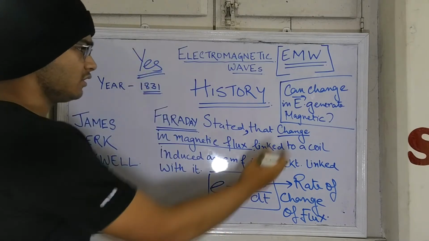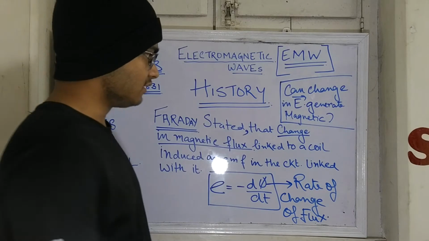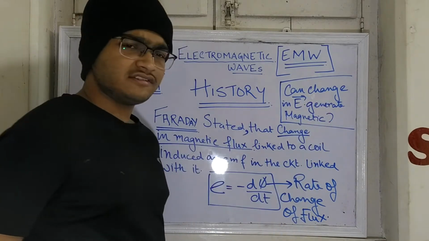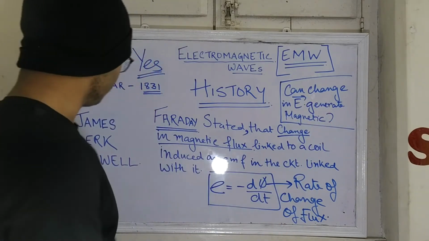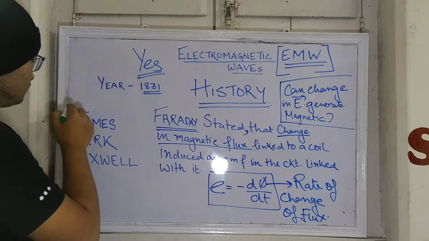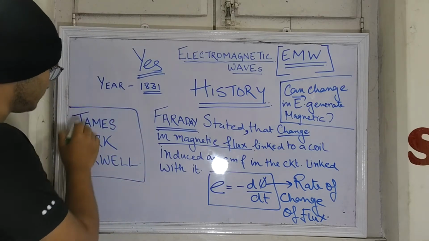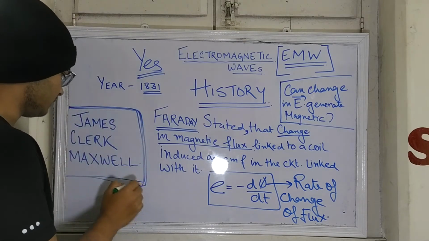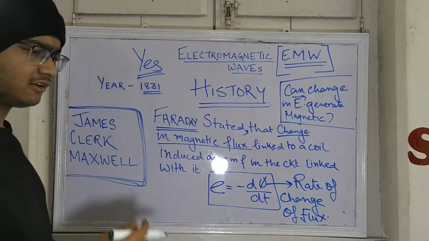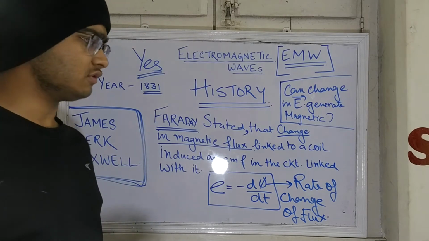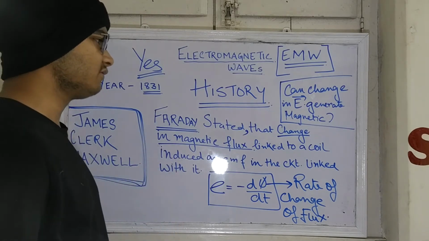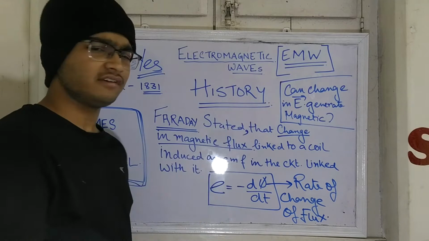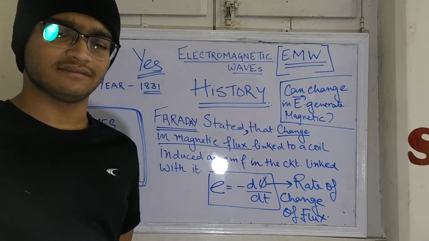Now who said this? Change in electric field can generate a magnetic field was said by James Clerk Maxwell, who is the main man behind this chapter of electromagnetic waves. James Clerk Maxwell said and proposed that change in electric field can generate a magnetic field.